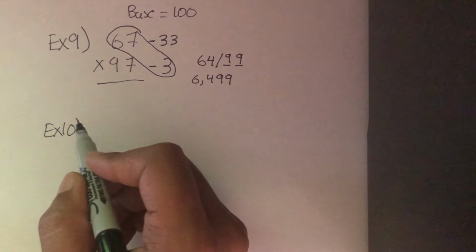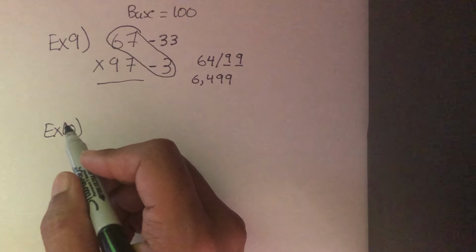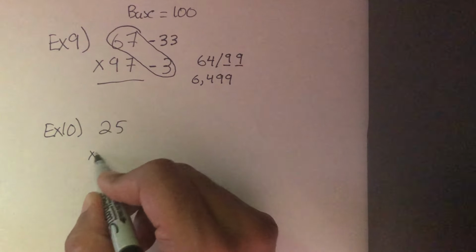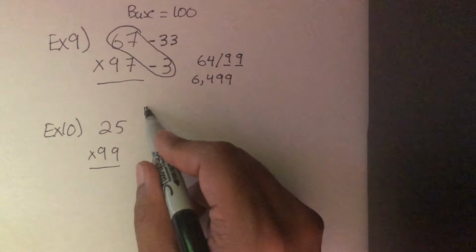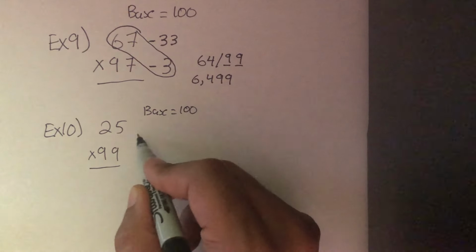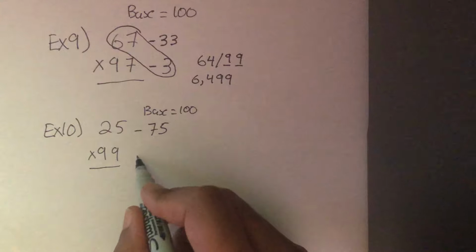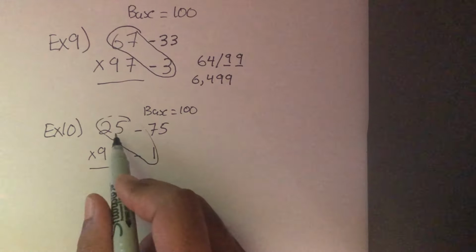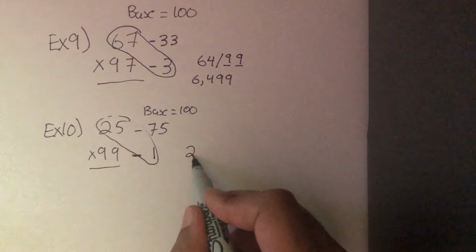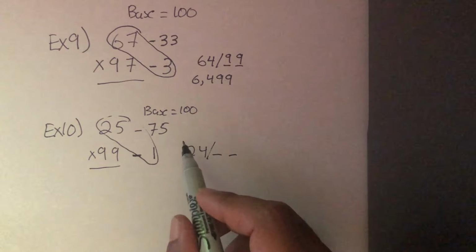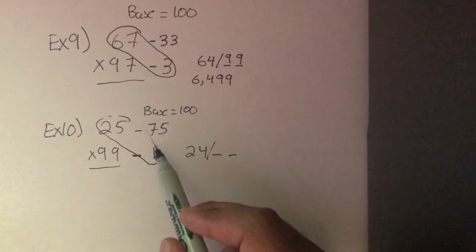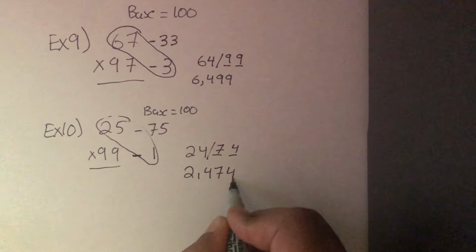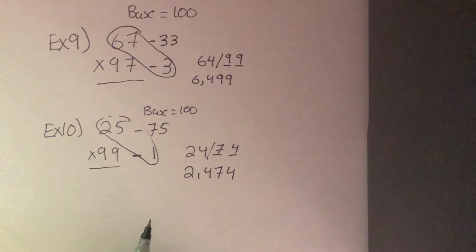This is a really useful method, so I'm going to do more examples than I usually do. Let's do this one. I really like this example. 25 times 99. So base is 100. This is, of course, 75 less than 100, and this is, of course, 1 unit less than 100. I'm going to cross subtract this way to get the first part of my answer. 25 minus 1 is just 24. I'm going to put a slash. Second part of my answer should have 2 spaces. 75 minus 1 is 74. So final answer, 2,474.